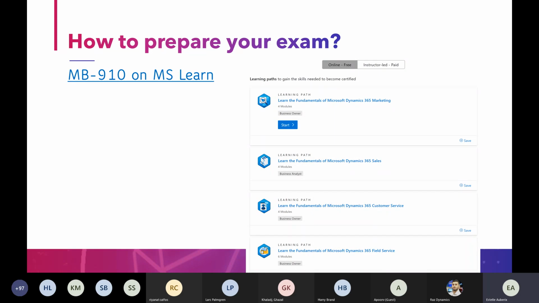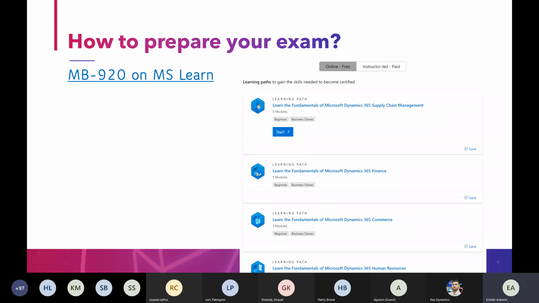For the MB 910, when you click on online free, you will have several modules in MS Learn. So I give you the URL for that. You will have the same for the MB 920. And each time you have to click on online free. If you click on instructor-led paid, you're going to be forwarded to some Microsoft partner training or some other training, but it's not free.